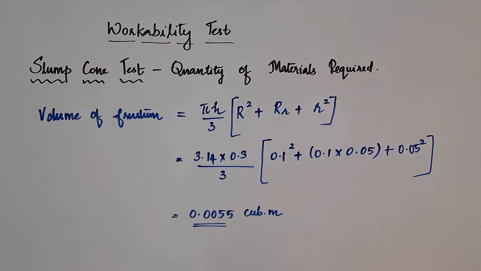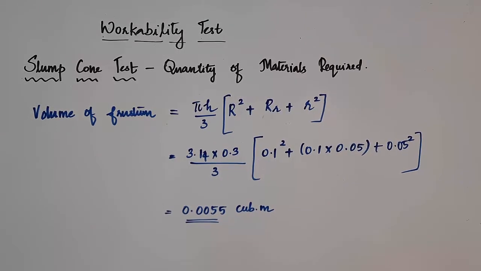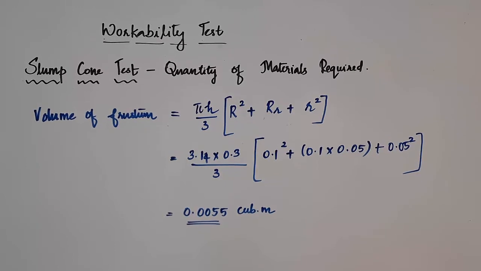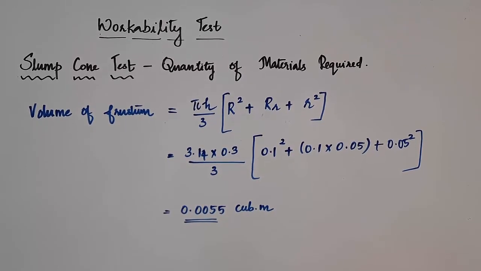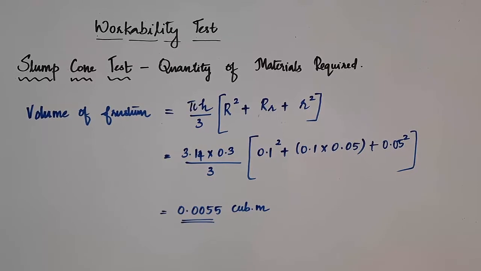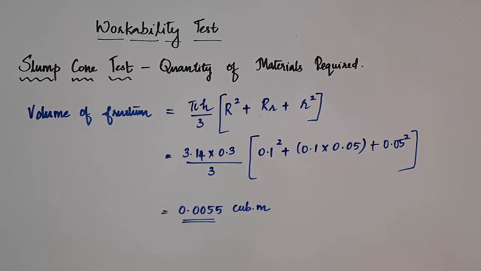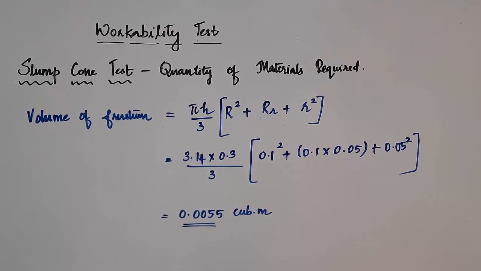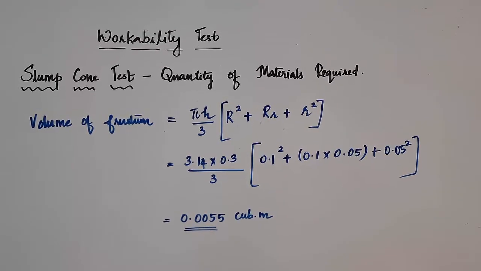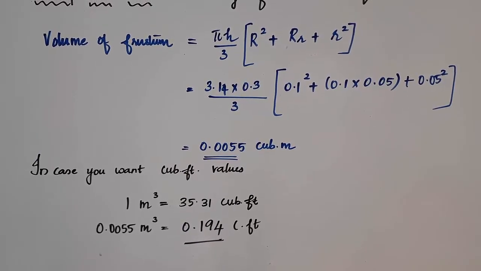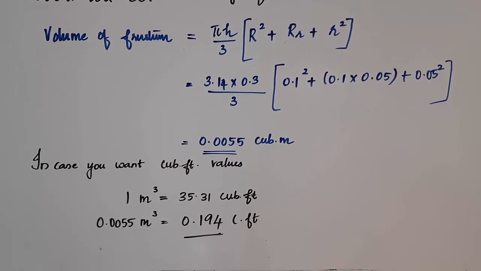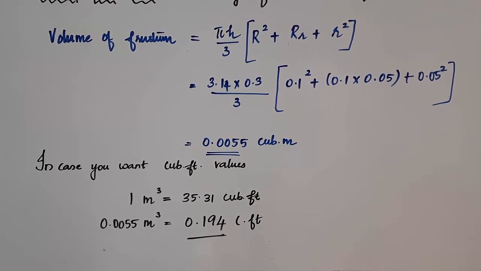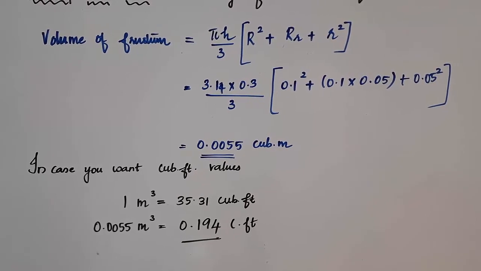To calculate the volume of frustrum, the formula is pi h by 3 [R² + Rr + r²], which is equal to 3.14 into 0.3 by 3 in square brackets 0.1 square plus 0.1 into 0.05 plus 0.05 square, giving us 0.0055 meter cube. In case you want the values in cubic feet, 1 meter cube is 35.31 cubic feet. So 0.0055 meter cube is equal to 0.194 cubic feet.